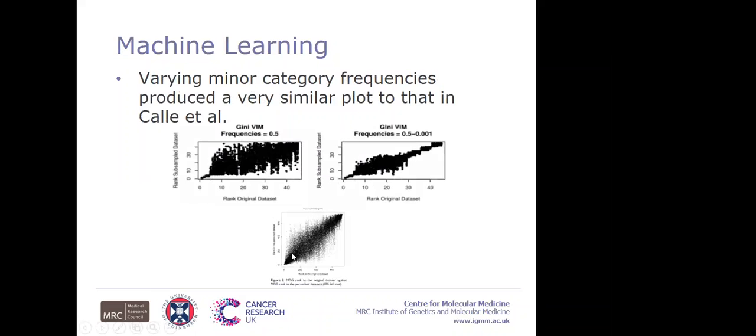So again, this is the original plot for the Gini-based variable importance measure, and then these 2 are the plots from my simulation. And you can see that this plot looks a lot more like this plot, and so these are very likely to be simply SNPs that have very low minor allele frequencies, essentially.